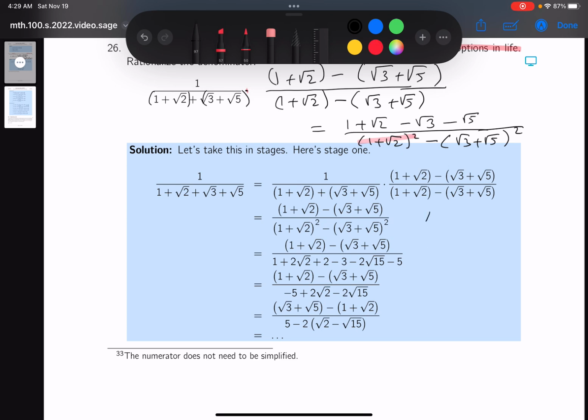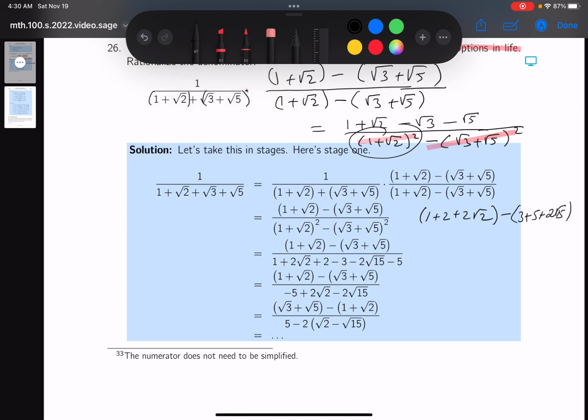You would get 1 plus 2 plus 2 root 2. That's this done. Now let's do this guy over here. All right, what's that going to be? I've got to be careful. Let me put this in parentheses, minus the other guy squared. That's going to be 3 plus 5 plus 2 root 15. I'm just doing the bottom. All right, let's continue with that.